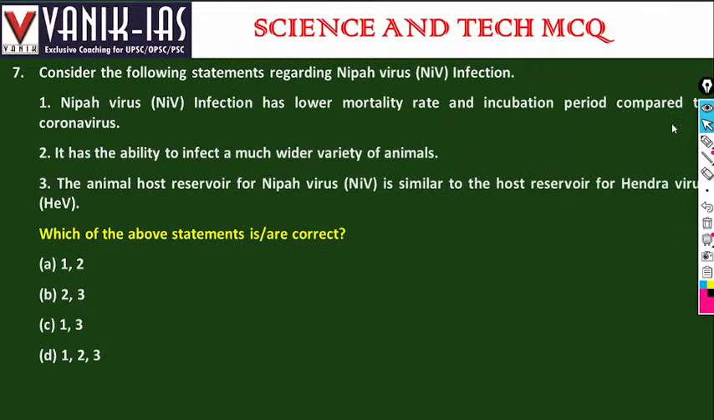Consider the following statement regarding Nipah virus infection. Nipah virus infection has lower mortality rate and incubation period compared to coronavirus. It has the ability to infect a much wider variety of animals. This statement is right. It has a high mortality rate, higher mortality rate. Nipah virus has higher mortality rate.